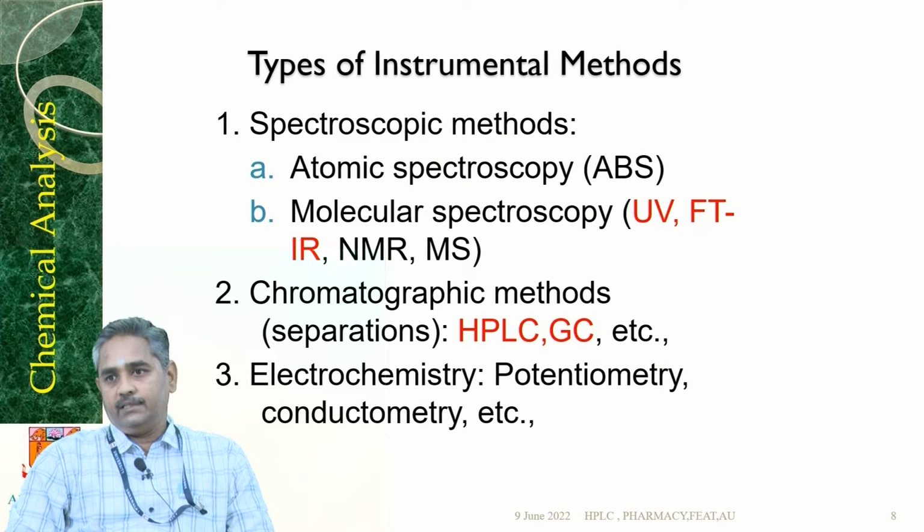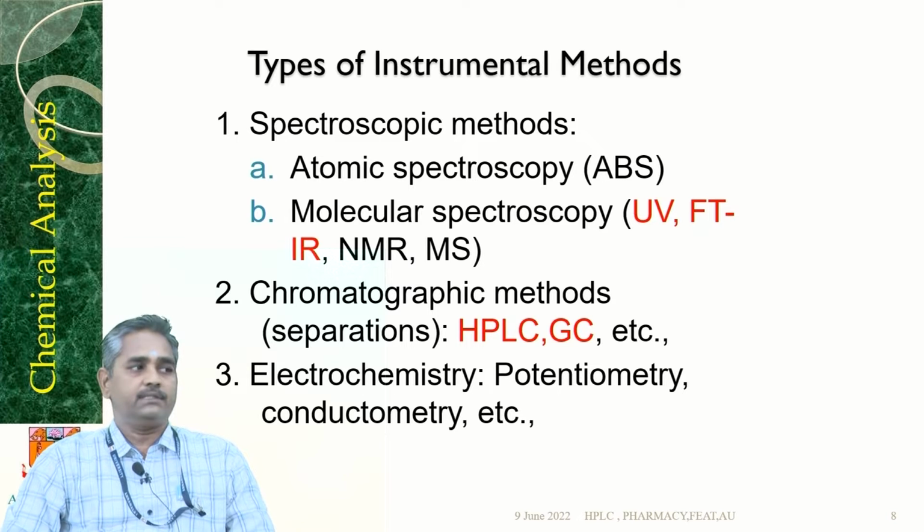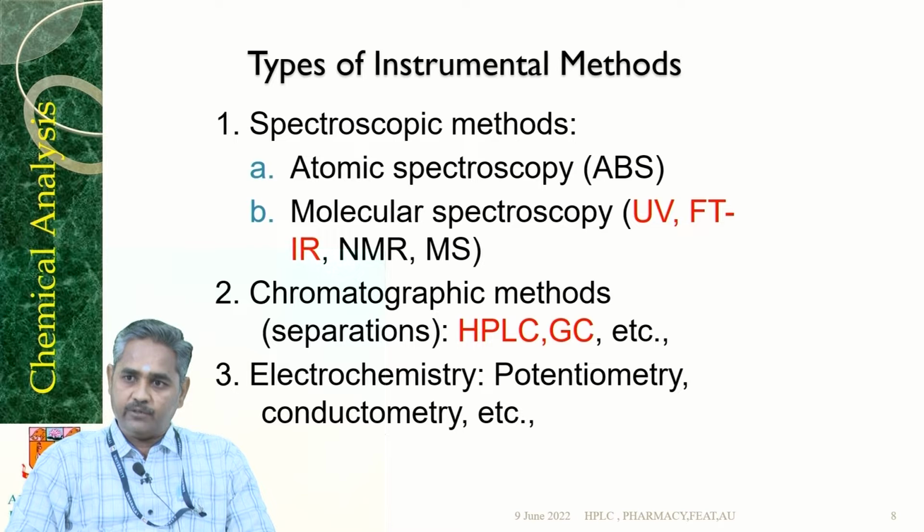This slide shows the types of instrumental methods. First, spectroscopic methods: atomic absorption spectroscopy, and molecular spectroscopy like UV, ultraviolet spectroscopy, Fourier transform IR, infrared spectroscopy, NMR and MS. The second is the chromatographic methods, which we are going to see today, HPLC and gas chromatography, etc. And the third one is electrochemistry, which deals with potentiometry and conductometric titrations using electrodes.